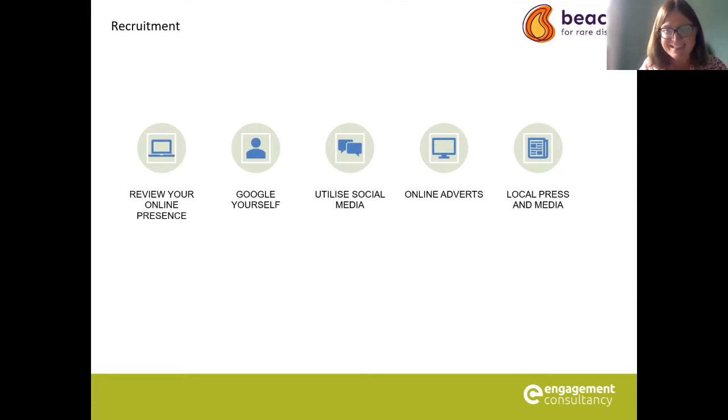Online adverts, Indeed, Charity Job, Reach, anything like that will pull through to search engines. So anything where you've got an online advert and you're asking for volunteers will also pull through, and that will be something that shows.